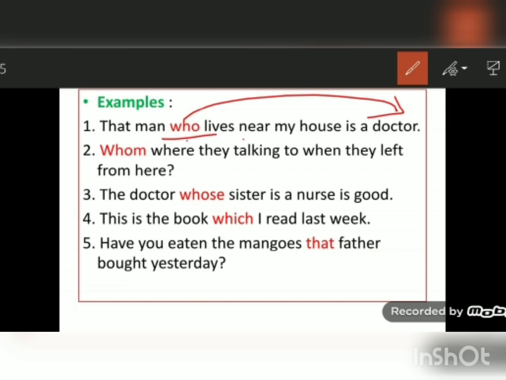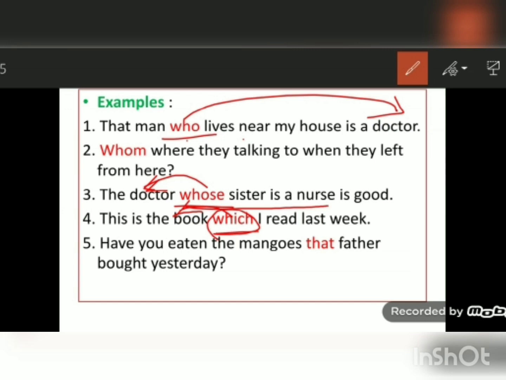Next is, the doctor whose sister is a nurse is good. Here whose relates to the doctor. We are talking about the doctor who is good. Which doctor? The doctor whose sister is a nurse. Next is, this is the book which I read last week. Here we used which because it relates to book.